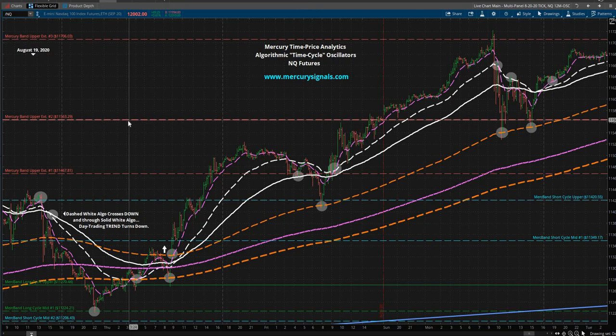We've also got here these horizontal lines, which are our Mercury bands. The Mercury bands are long cycle algo pivots. For NQ, we do this once a week. So these are done on Sunday.